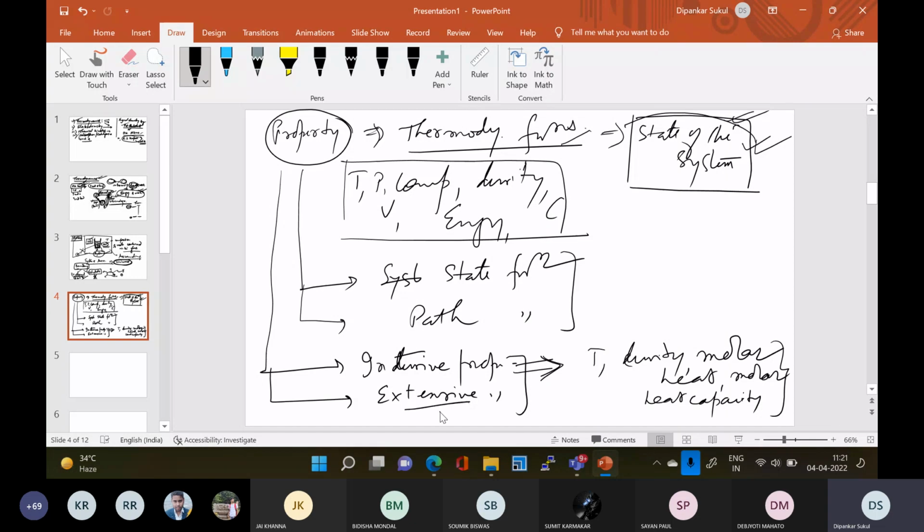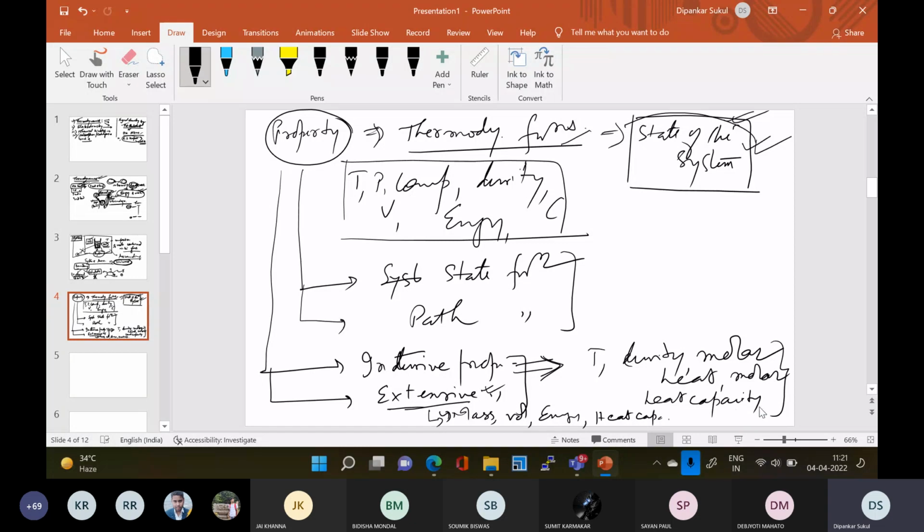But extensive properties are mass, volume, then your internal energy, and heat capacity, that is total heat capacity. These all are extensive properties. And the ratio of two extensive properties is an intensive property. Density. Density is nothing but your mass by volume. That is the density.